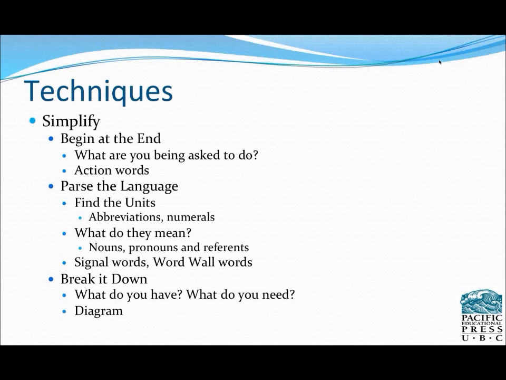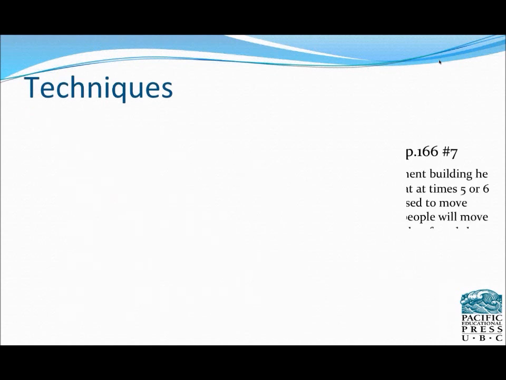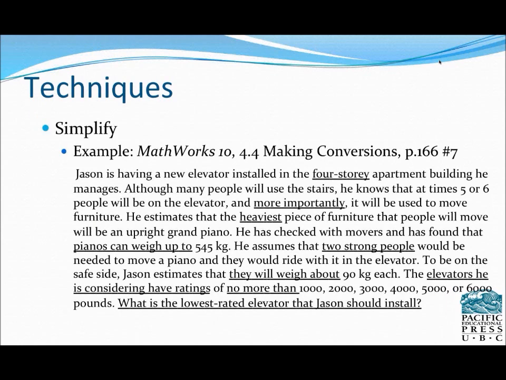So let's look at an example from MathWorks 10, section 4.4 on making conversions. So here we have a problem, and it's a wordy one. So let's just try employing our simplify steps. So first of all, begin at the end. Let's look to the end, and there, yep, sure enough, there's our question. What is the lowest rated elevator that Jason should install? So what are we being asked for? A lowest rated elevator. Okay, so we'll have to fill in some pieces there.